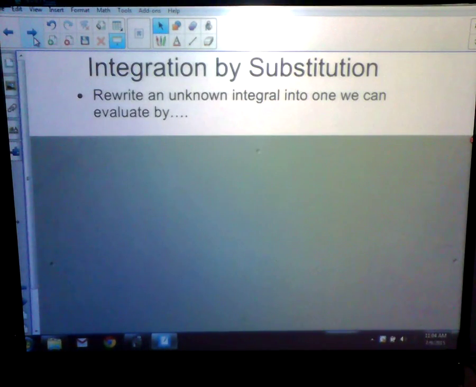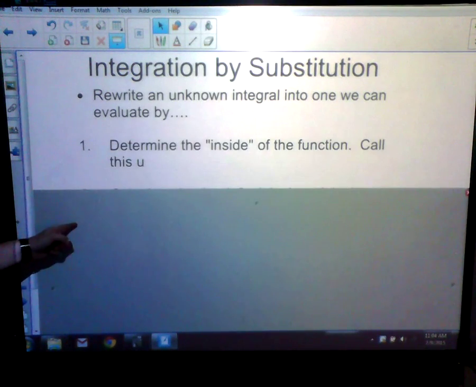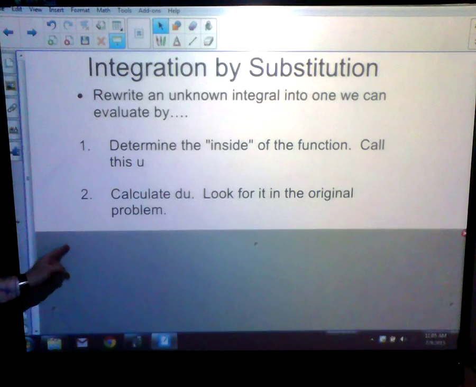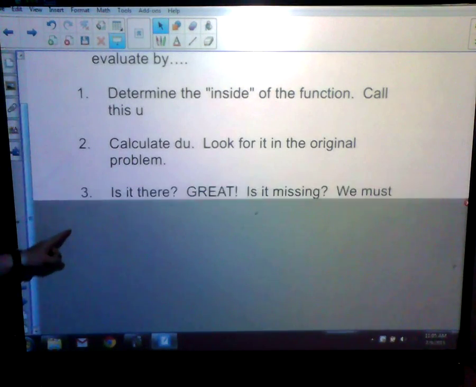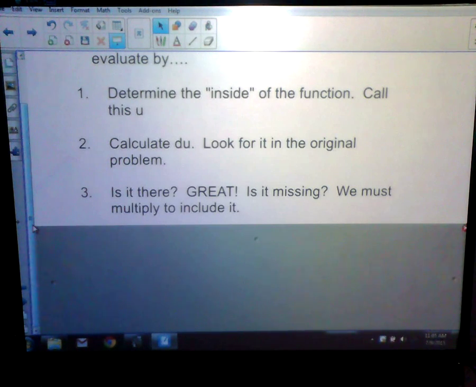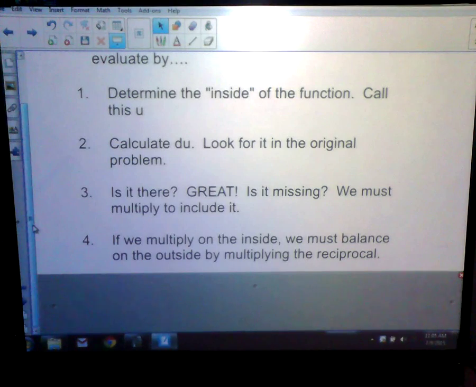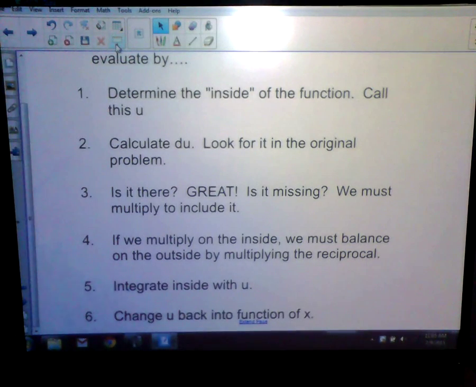How do we do this? Quick run through. We determine the inside and call that u. We calculate du and see if it's already in the problem. If it's there, great. If it's missing, we must multiply to include it. If we multiply on the inside, we must balance on the outside by multiplying by the reciprocal. We integrate the inside with u and we change the u back into an x.